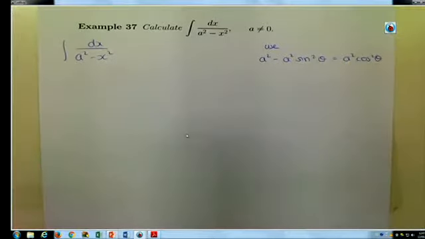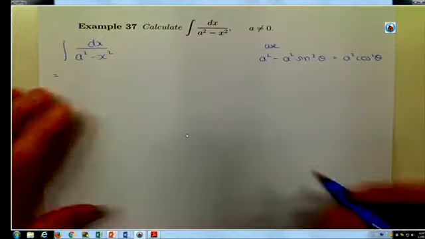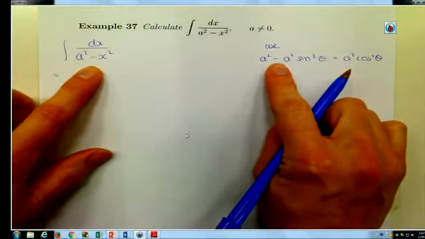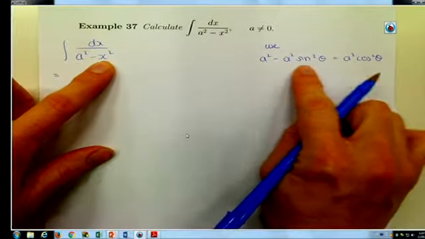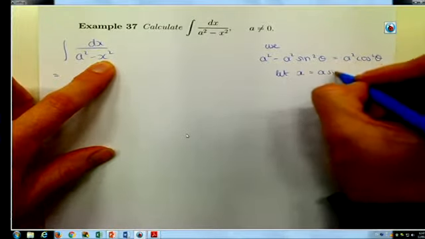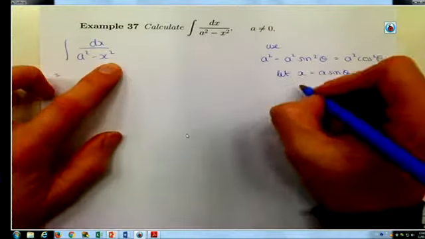Okay, so this is the one that we're going to try. You can already tell it's going to be wrong because I'm saying let's try it. Okay, so the a squareds match, the minus matches, that means x squared has to match this thing here. x equals a sin theta. And then we want to find dx.